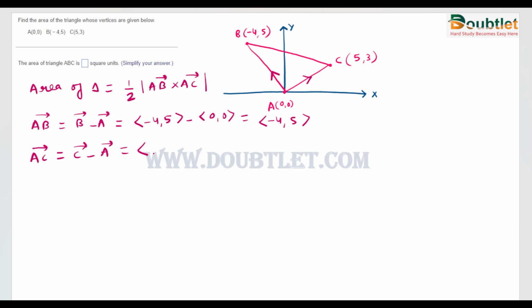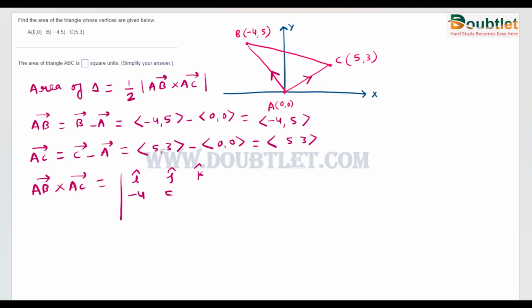The AC vector will be the C vector minus the A vector. C is 5, 3, minus A, which is 0, 0, so we can write this AC vector as 5, 3. Now to find the cross product, we will use the determinant formula. So AB cross AC is equal to the determinant of i, j, k, then -4, 5, and the z coordinate is 0, and here 5, 3, 0.